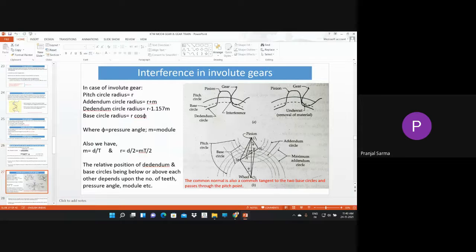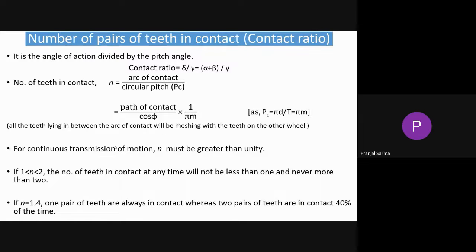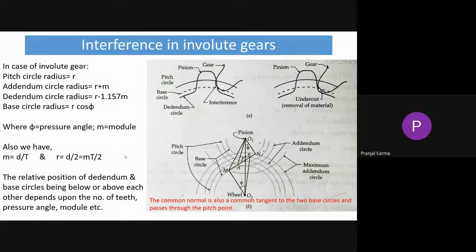So next, the topic that we are going to see. The slides are visible, right? Yes, sir. Okay. So now, interference in involute gears. Sometimes there is a phenomenon known as interference, which is actually not a desired one. And we must try to avoid the interference.